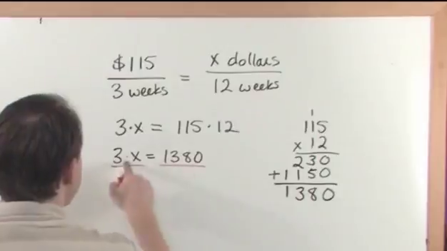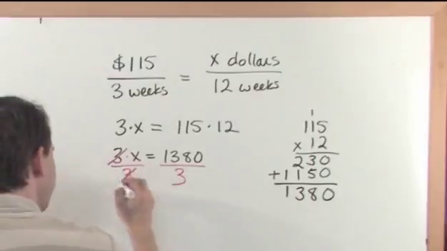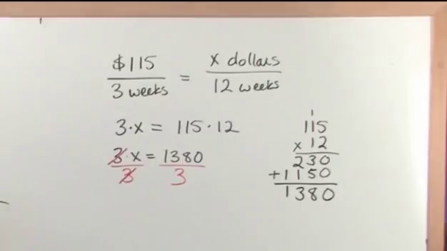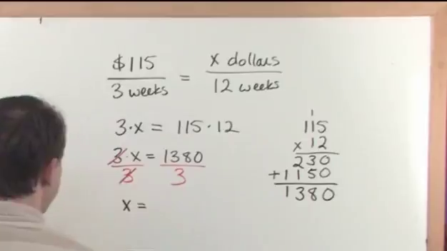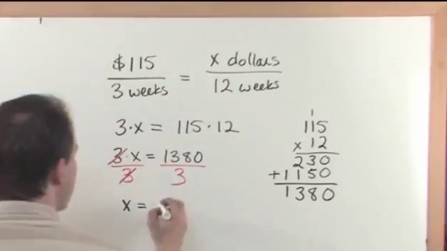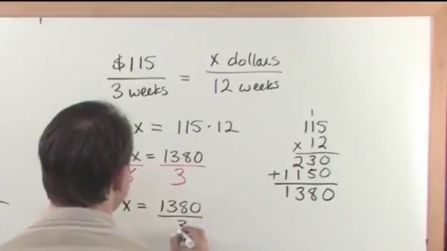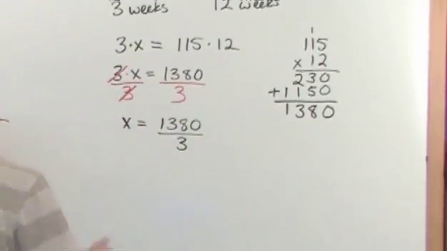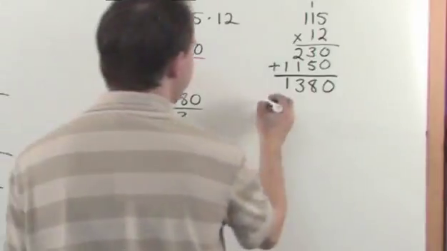So in order to get x by itself, I'm going to divide by 3. Because then 3 cancels with 3. Because 3 divided by 3 is 1. So on the left, I will just have x. That's what I was trying to do. And on the right, I'll just have my 1380 divided by 3. Okay? So all I have to do is do this division, 1380 divided by 3, and I have the final answer.